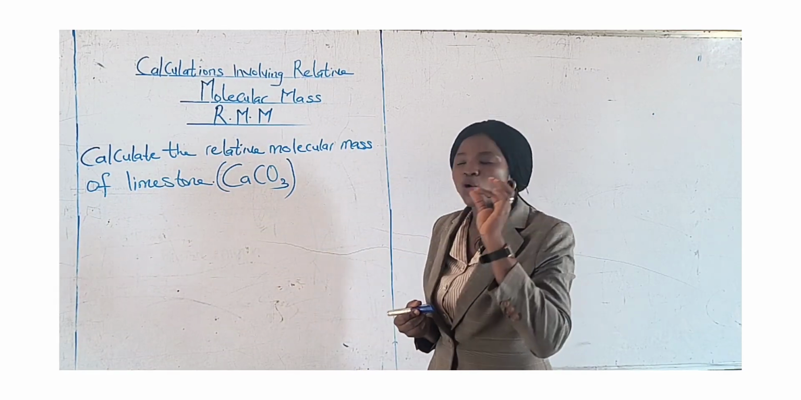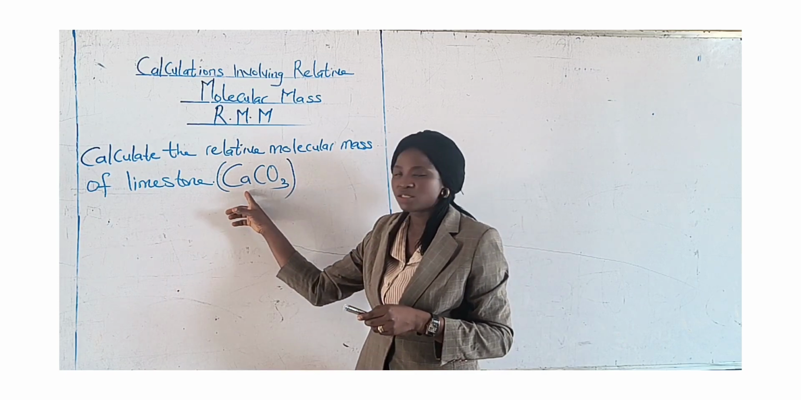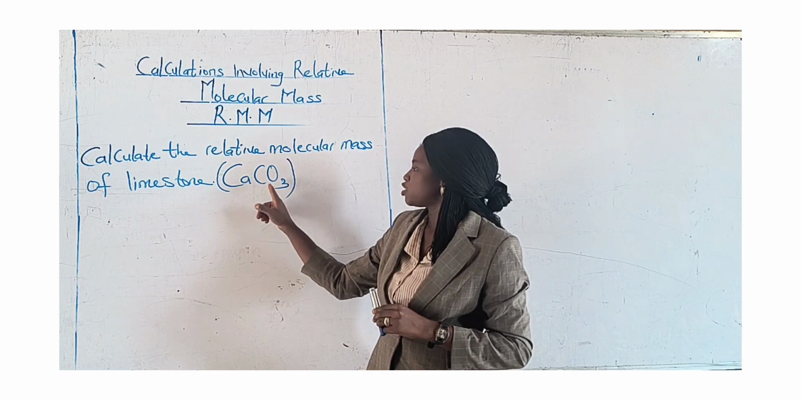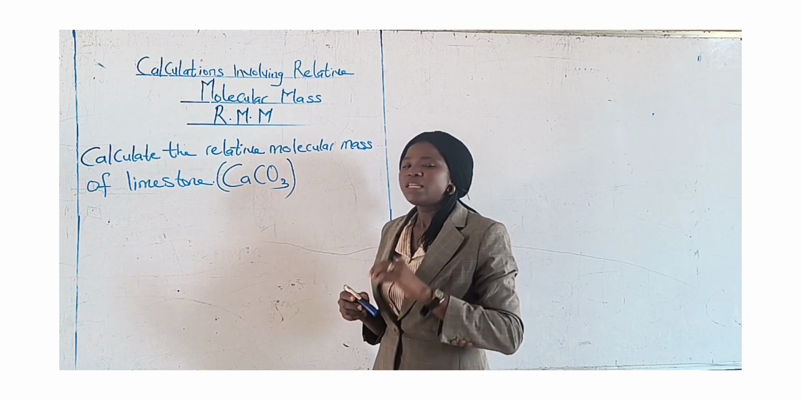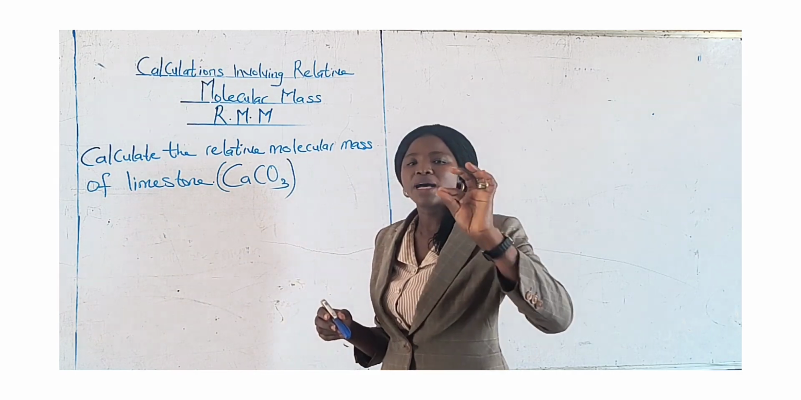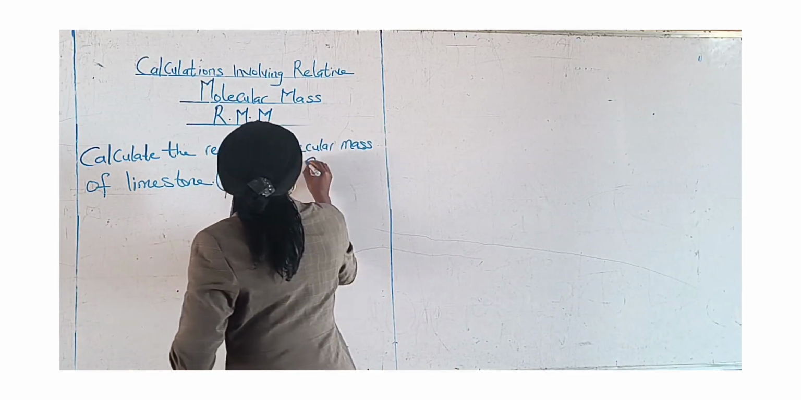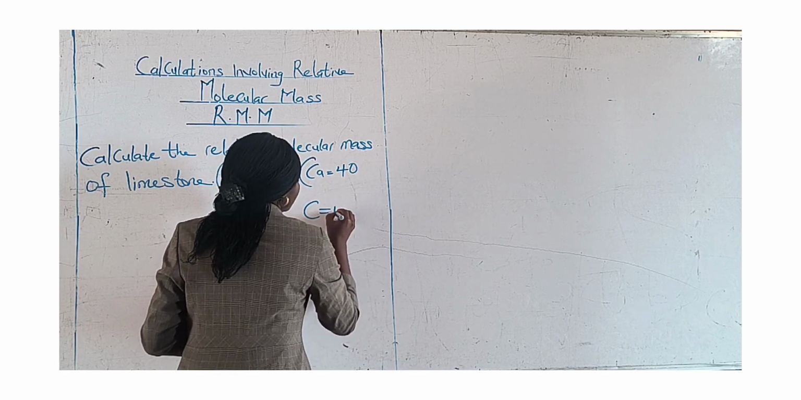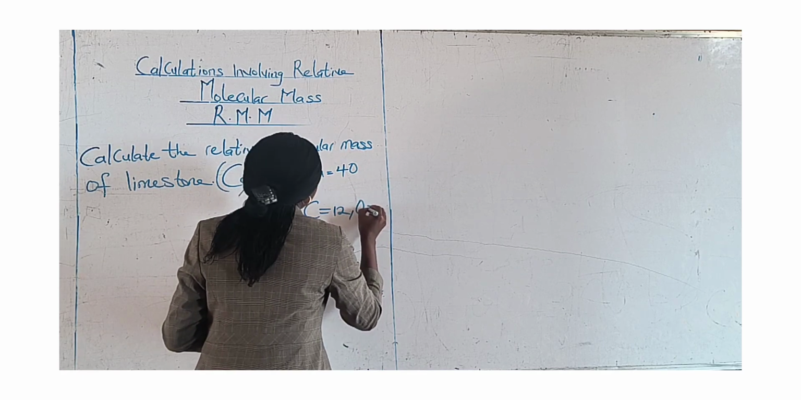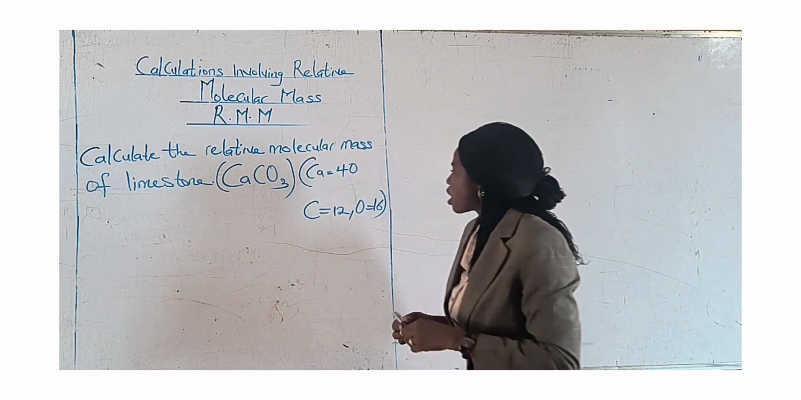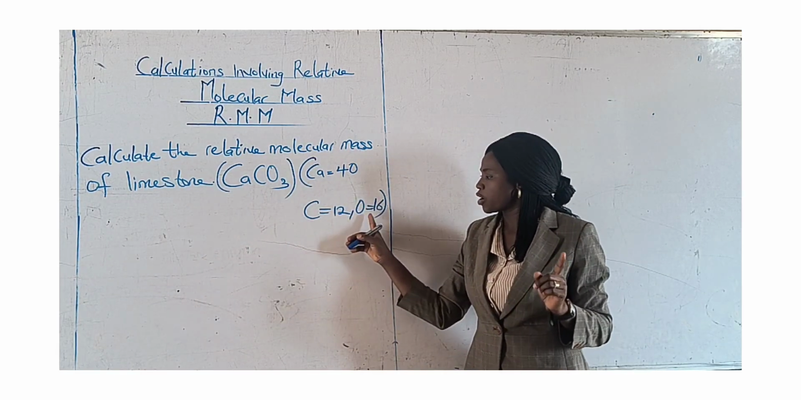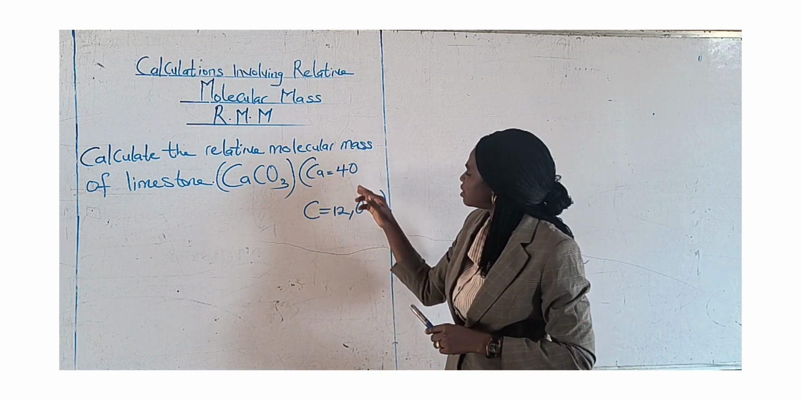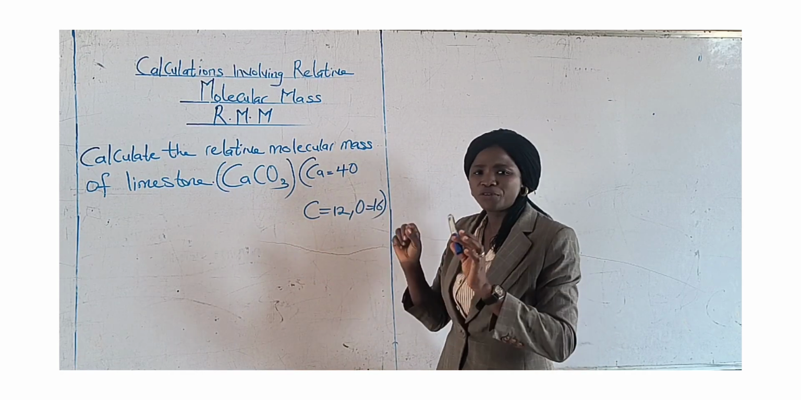Now, you need to look at this formula here. What are the component elements in this compound? The first one is calcium, the second one is carbon, and the third one is what? Oxygen. Good. Then you'll be given the relative atomic mass of each element. Let's say calcium is 40, carbon 12, then oxygen is what? 16. Good. You're given calcium to be 40, carbon to be 12, while you have the oxygen to be what? 16.